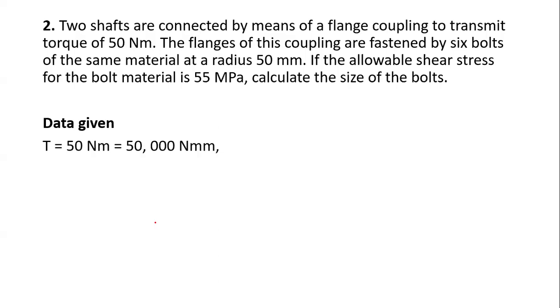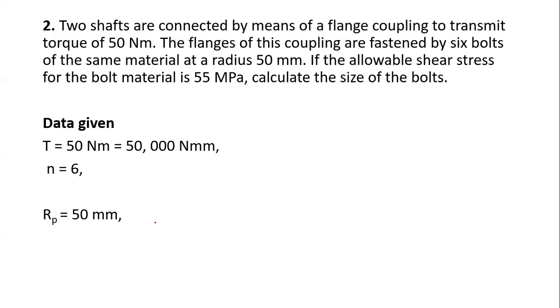Data provided, the torque is 50 Newton meters. But we want to work in millimeters, and we'll see why. So we convert 50 Newton meters to Newton millimeters. We just multiply by 1,000. So we have 50 times 1,000, which is 50,000. Number of bolts, 6.